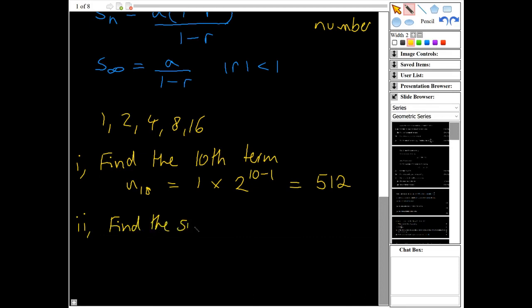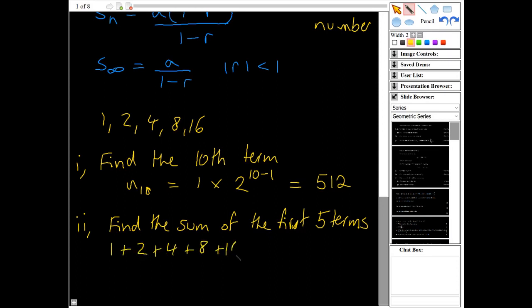Find the sum of the first 5 terms. So I can do it the normal way. We'll just add them up together to show you that we get the same answer when we do it both ways. So if I do 1 plus 2 plus 4 plus 8 plus 16, then that's going to be 24, 28, 30, 31.